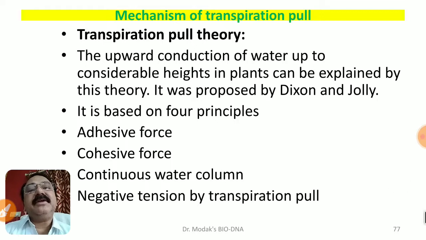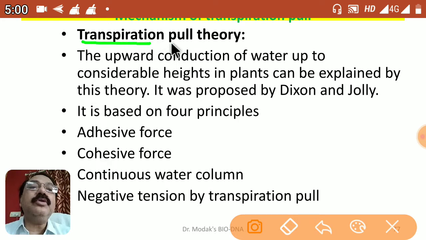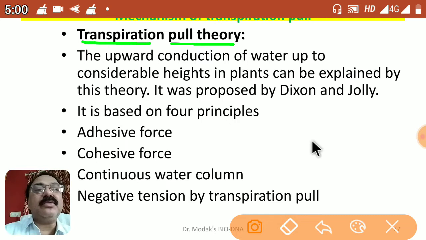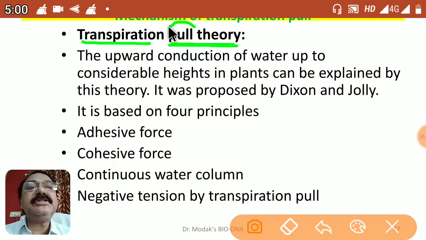Then Dixon and Joly came forward and proposed one of the most interesting theories which explained the upward movement of water, and that theory is called the transpiration pull theory. Basically, there are two aspects we have to understand. It is a pull mechanism by virtue of which water is pulled up, like when we pull water from a well. But this type of force is developed by the phenomenon that we call transpiration.